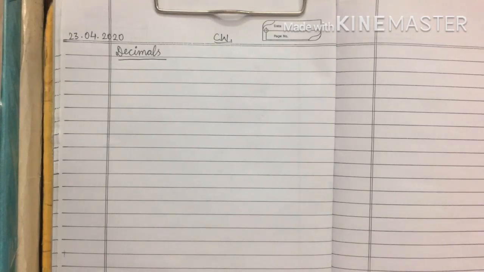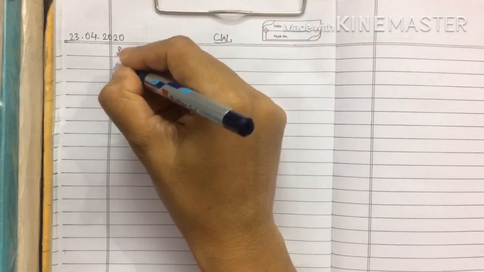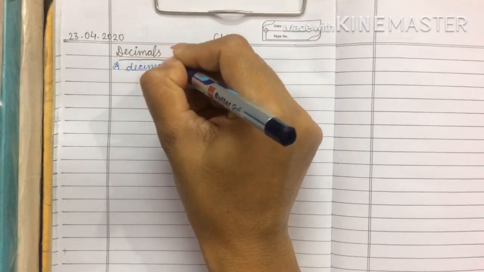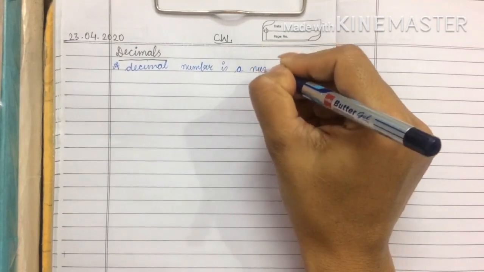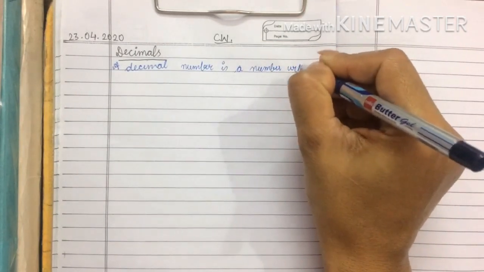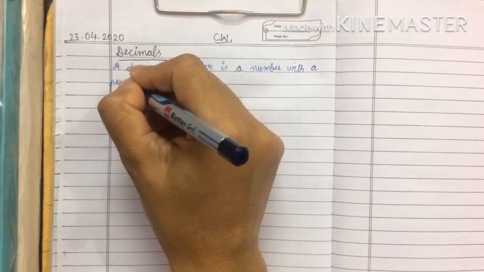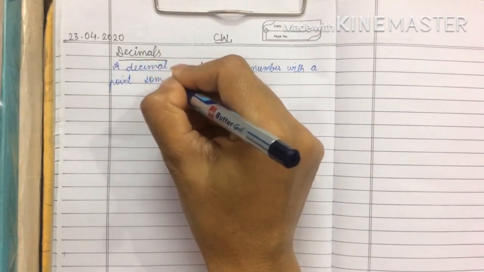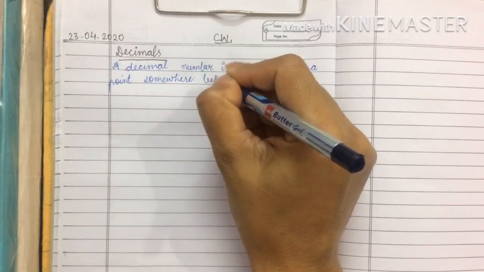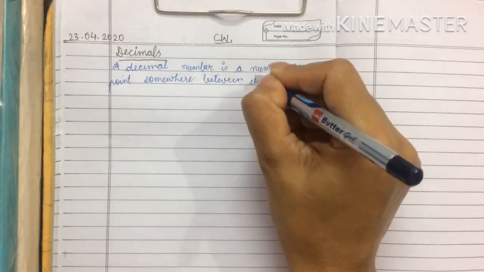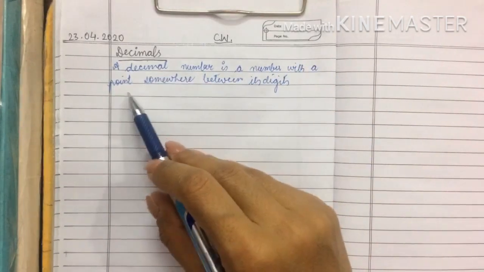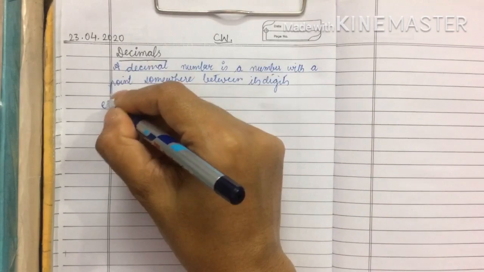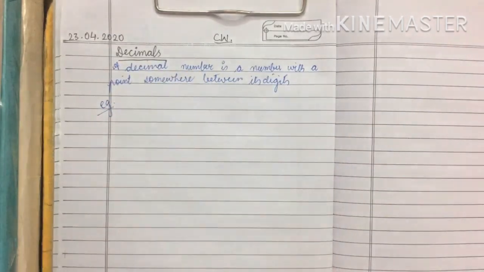So let's write down. A decimal number is the number with a point somewhere between its digits. Now you know what that point does. That point divides your number into 2 parts. So if I take an example, let's take an example of a decimal number.